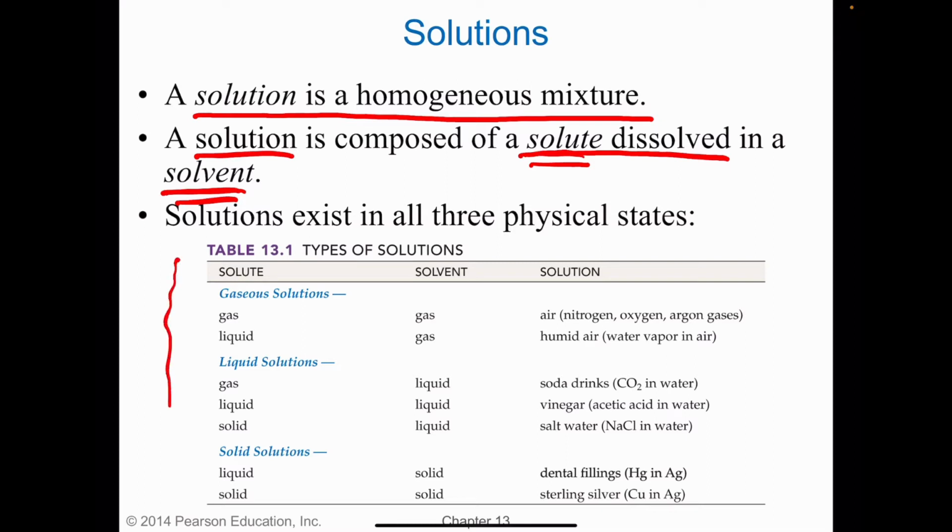But solutions exist in all three physical states, technically. If we had two gases mixed together, like air, that is a solution of multiple gases. It's mostly nitrogen, but we have other gases like oxygen and argon. We could have a solution where it's liquid and gas, like any humidity or water vapor in the air; you could argue that's a liquid and a gas mixed together. We could have gas and liquid, liquid and solid, or any of these. Any case where you have essentially something dissolved in something else, we can call it a solution.